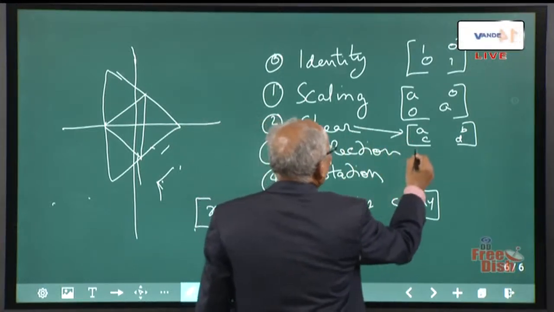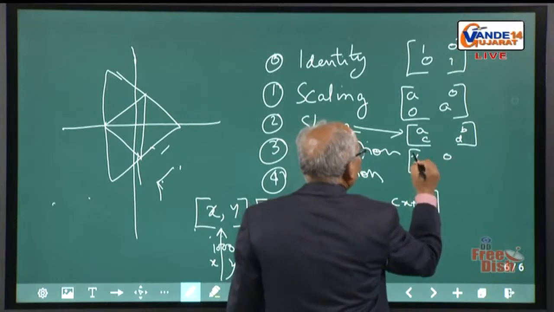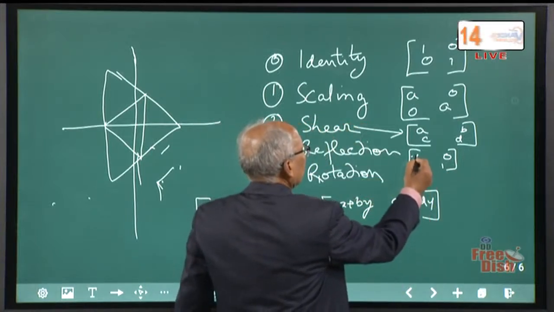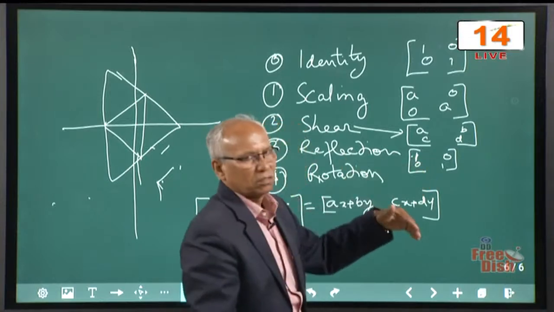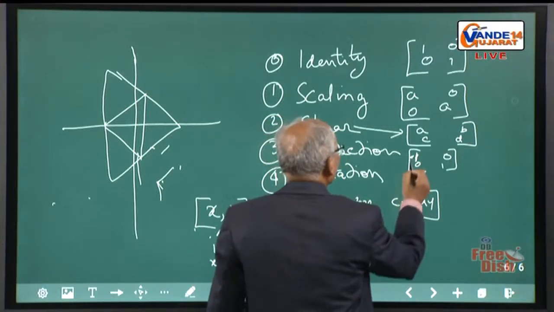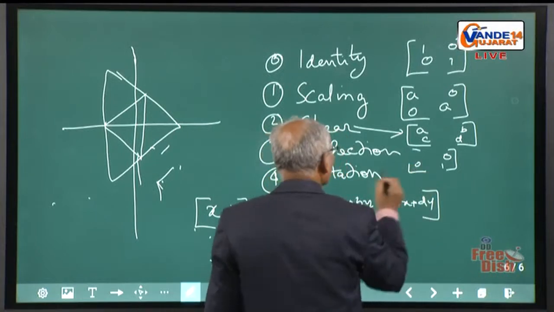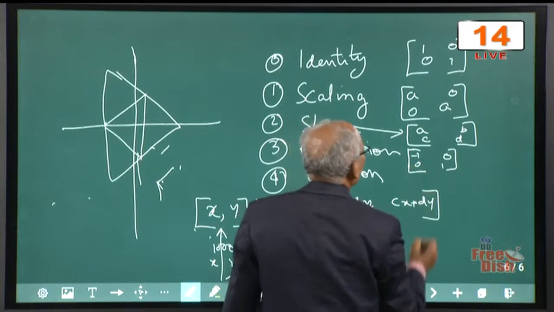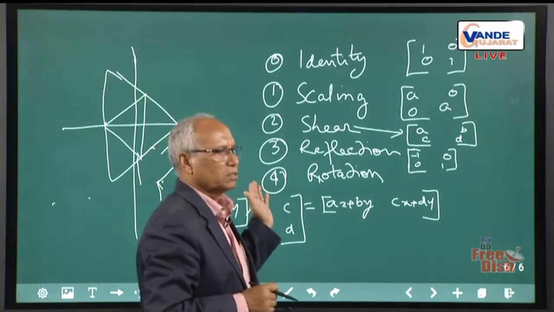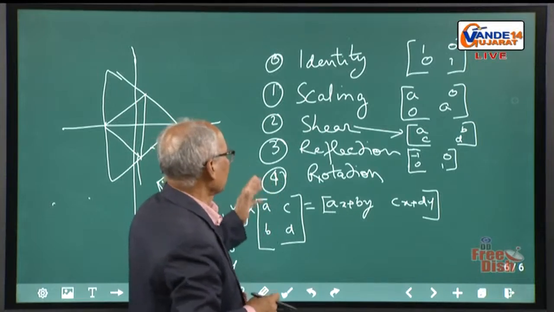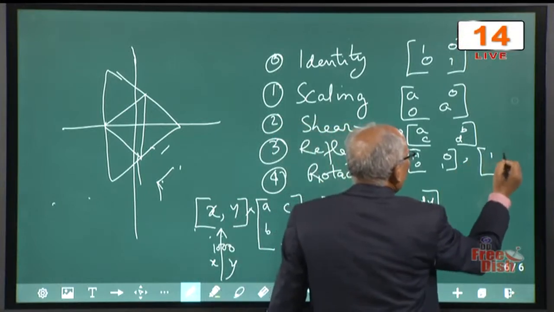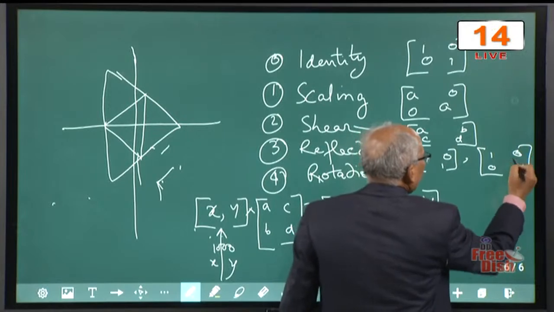And for reflection, -1 0 1. In this case you can see what will happen: all x values will change the sign, to negative. So the result will shift to the left side of the y axis. This is called y axis reflection, or similarly if we change it to 1 0 0 -1, then it will reflect about the x axis.